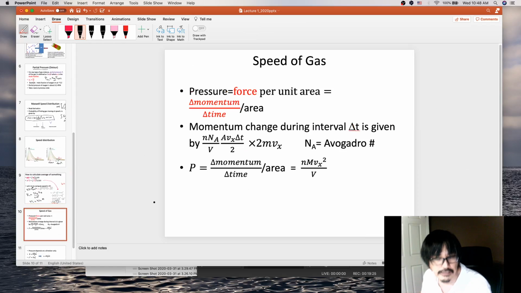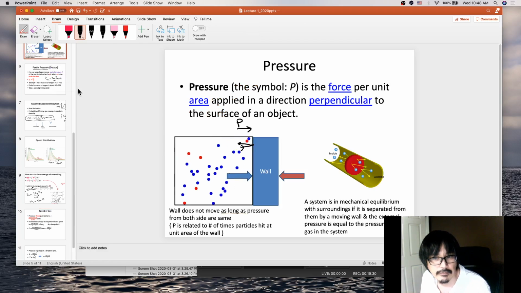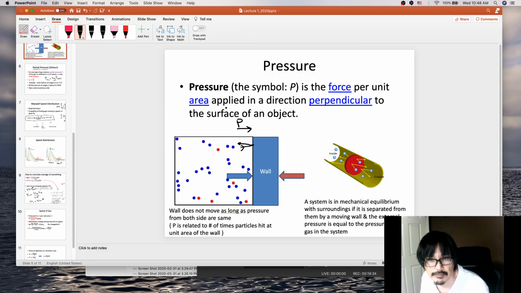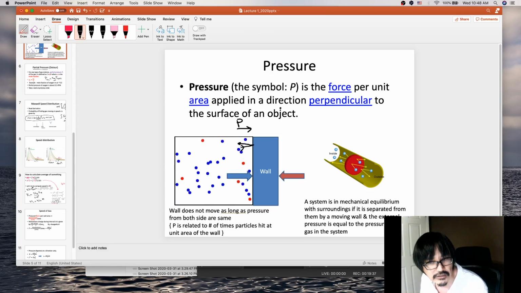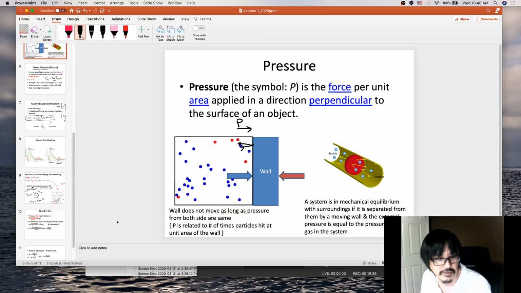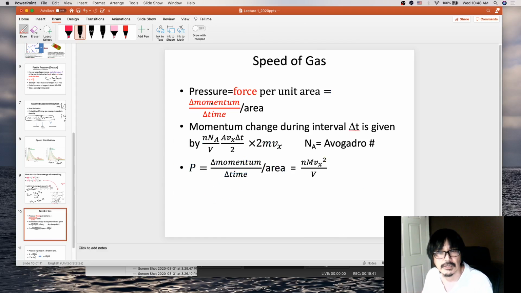Alright, so let's go back to the definition of the pressure. I talked about the definition of the pressure being the force per unit area applied in one direction, perpendicular to the surface of an object, right? So pressure is equal to force per unit area. Force, by the way, by definition, is the change of momentum in unit time, or the change of momentum over the change in time, right?